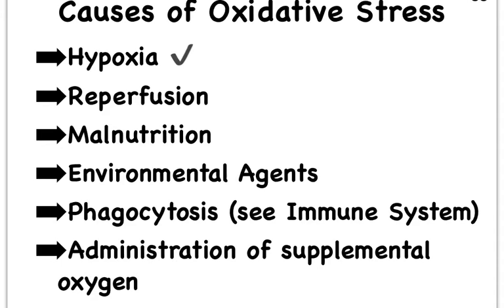But there are other things that can cause oxidative stress, such as something called reperfusion, malnutrition, either overeating or not eating enough, and all kinds of environmental agents. We're just going to look at some. And then with regards to phagocytosis, we will learn lots of things about phagocytizing cells that can cause oxidative stress. And then we'll briefly discuss how the use of supplemental oxygen could potentially also cause oxidative stress.